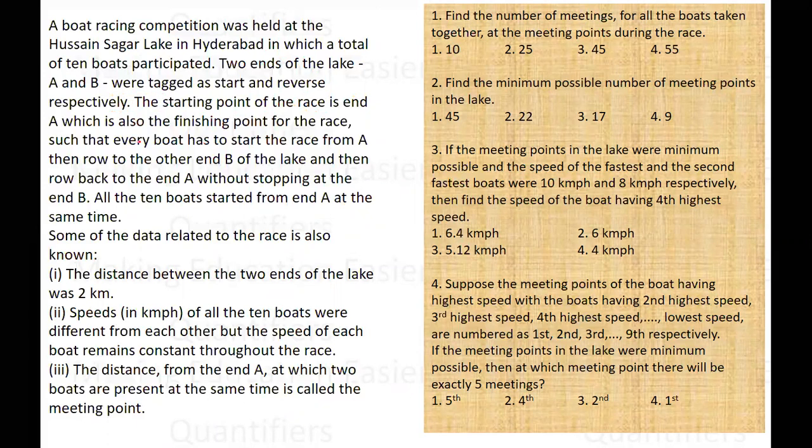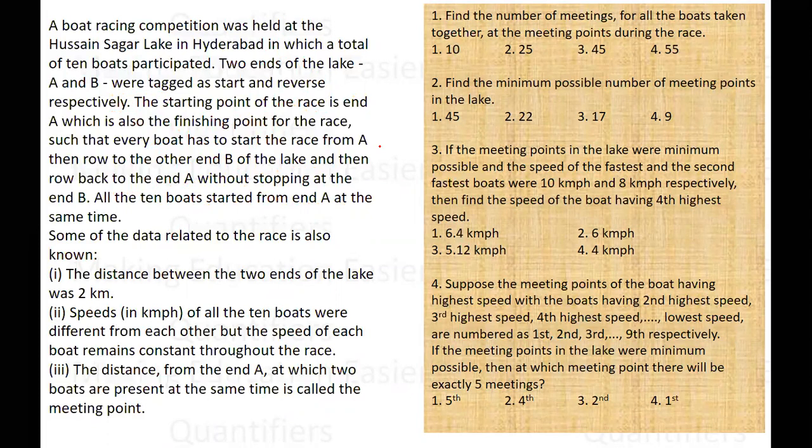The boats start from A and go to the other end B, and then they row back to end A without stopping at B. That's why B is the reverse end. All the 10 boats started from A at the same time, and some data is known to us. The distance between the two ends is 2 kilometers. The speeds of all the 10 boats were different from each other, but the speed of each boat remains constant.